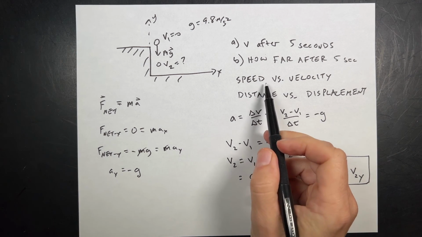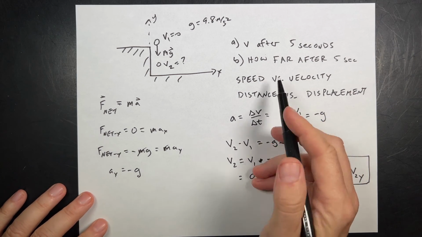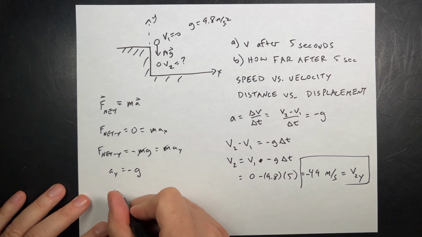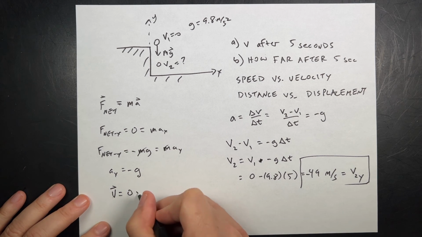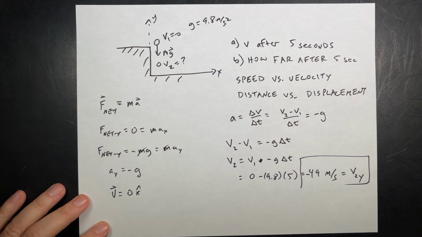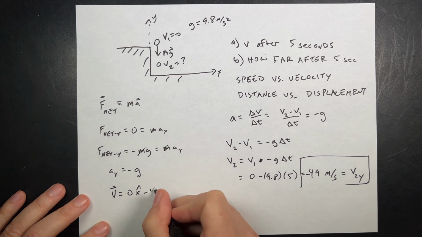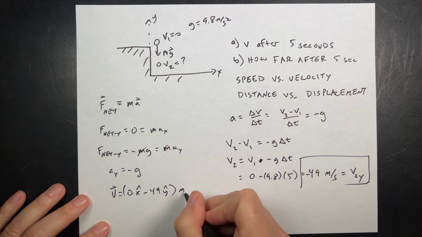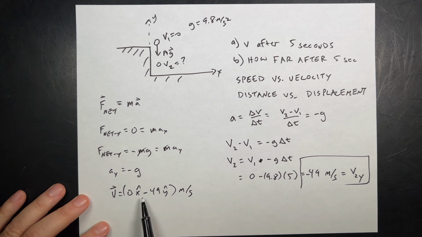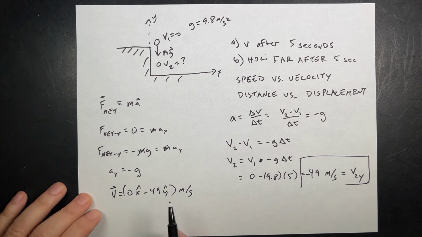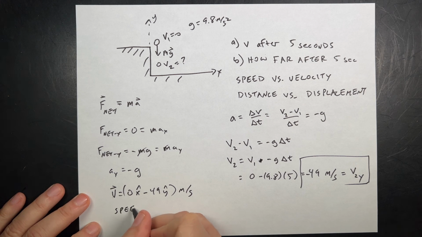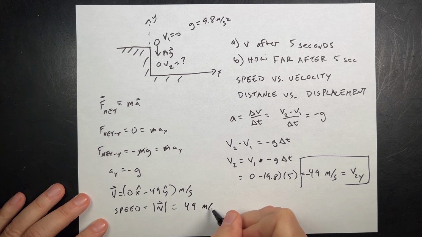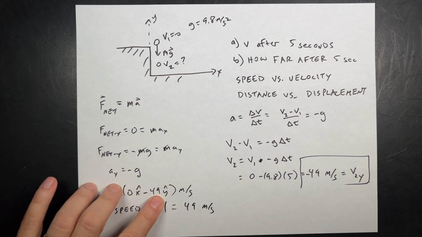So let's go ahead and talk about the difference between speed and velocity. Velocity is a vector. I could really write this v as 0, minus 49 y hat, and that will be in meters per second. So it has x and y components. If I just take the magnitude of that, that would be the speed. So the speed is the magnitude of the velocity, and that would just be 49 meters per second, because it's 0 squared plus this squared, square rooted, it's just 49.